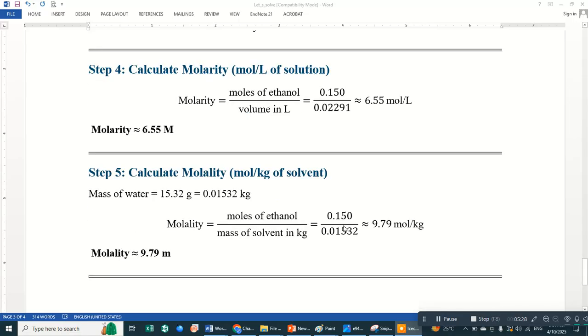It means a 0.15 mole fraction of ethanol gives a molality of 9.79 molal. This is a very easy numerical on how we can change mole fractions into molar solutions and molal solutions. Thank you very much.